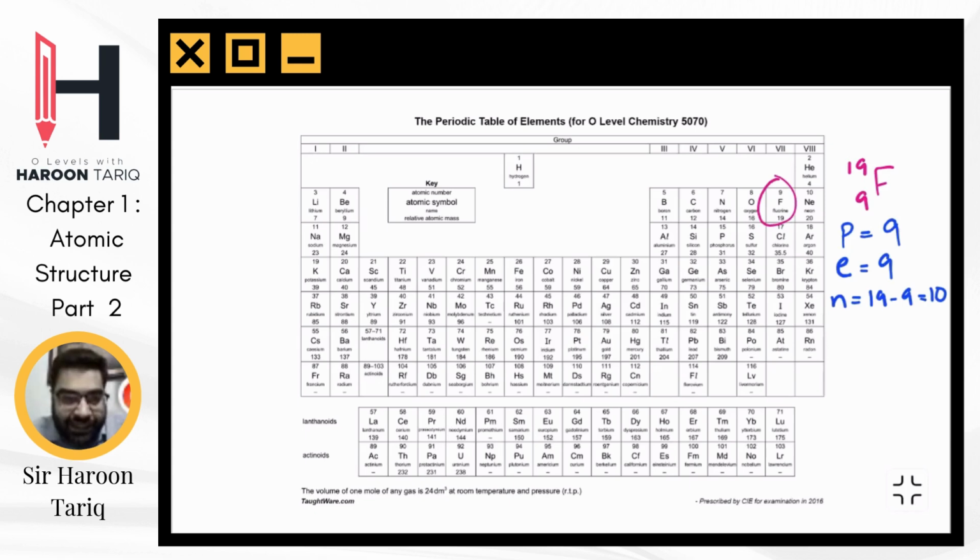Another example, let's take phosphorus here, P. I am writing the smaller number at the bottom left, and at the top left I'm writing the bigger number. 31 is the bigger number. So the number of protons is the smaller number, 15. Number of electrons is the same as the number of protons, 15. Number of neutrons, 31 minus 15, 16. Is this clear? Any doubts?